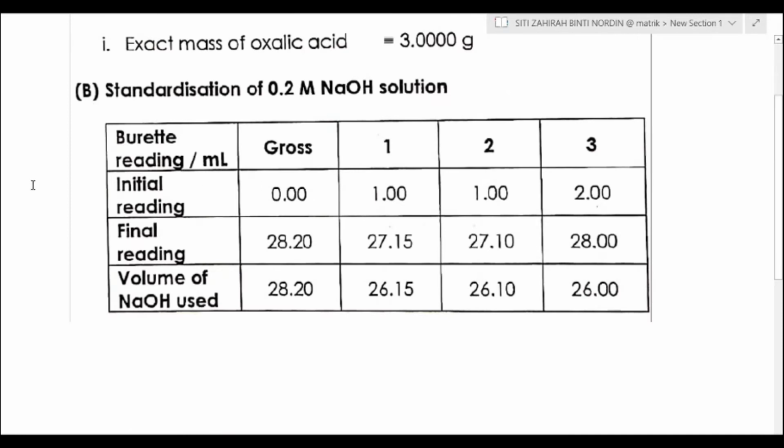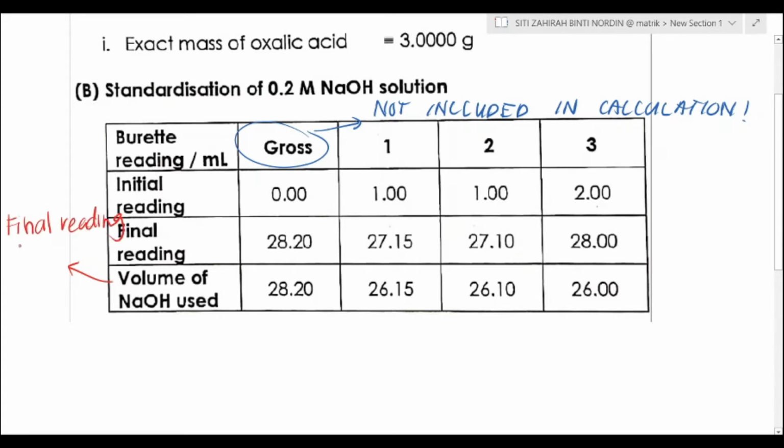So remember class that gross reading is not included in any calculation because this is just your titration in order to find out the initial endpoint. So we're gonna start with initial reading of 0.00 because you already fill up the burette with sodium hydroxide. To find the volume of sodium hydroxide used, it's just the final reading minus the initial reading. For all my titration, I didn't start the consecutive titration with initial reading of 0.0, and that should be fine because it's up to you.